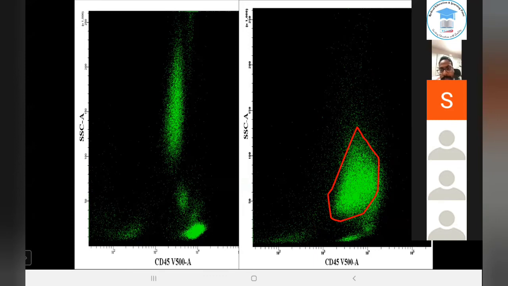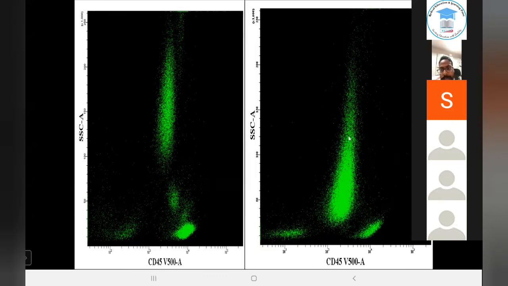All right. Again, have a look at this one. Now, this is the lymphoid population. Can somebody comment about this one?